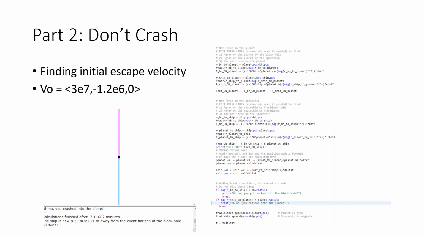Part 2 of the lab was don't crash, so we had to find the initial escape velocity, which for me was 3e7 meters per second and -2e6 meters per second, 0. My code was kind of buggy, so it went straight through the black hole without much other change. It actually says I crashed into the planet, but I went through the planet, so I was confused on what happened. My code was just solving for gravity, and we found r hat.